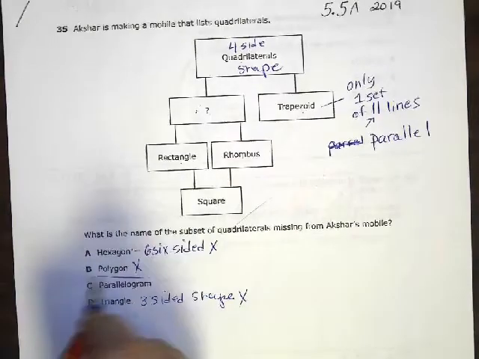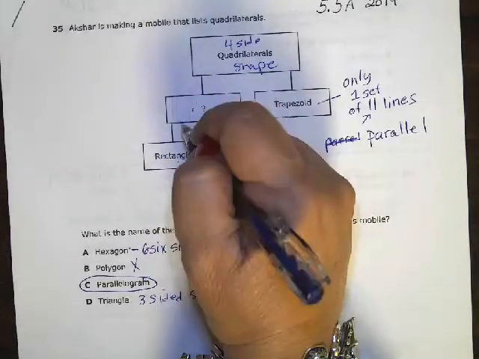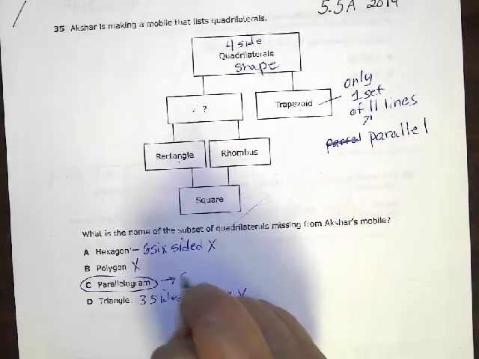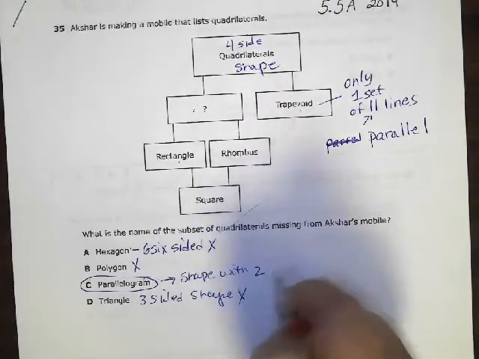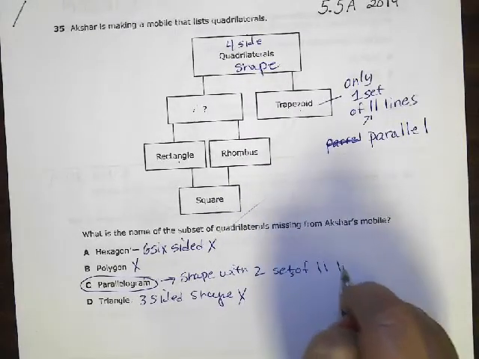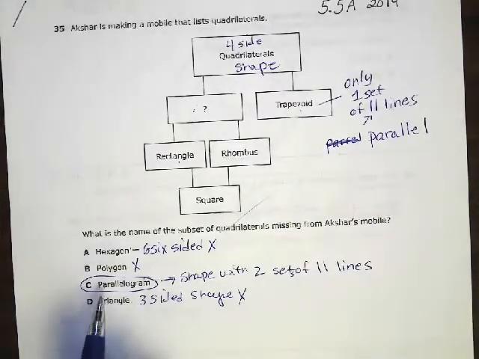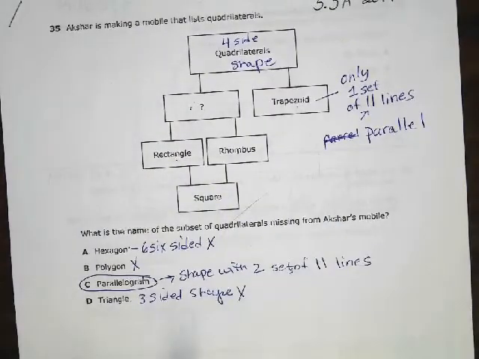So the only one that could be is a parallelogram, because a parallelogram is a shape with two sets of parallel lines. So the answer is C. Okay? All right, and make sure that you're labeling. Get in the habit. Just don't circle and say, oh, I got this, because then you're inviting mistakes. I don't want you to do that.